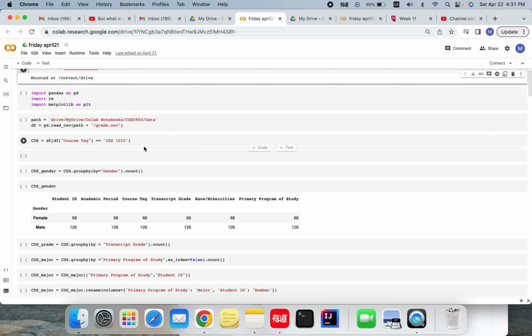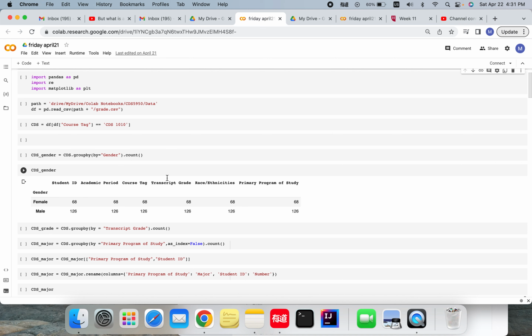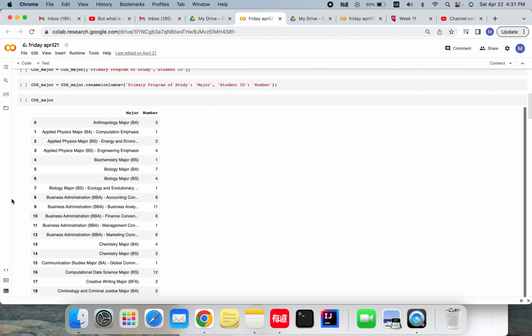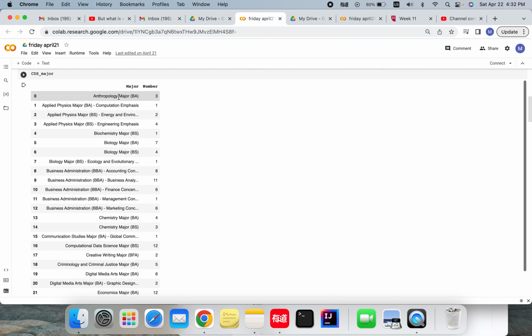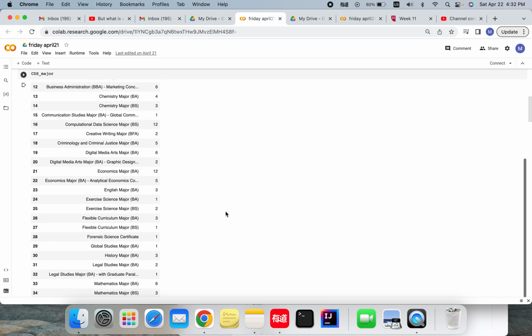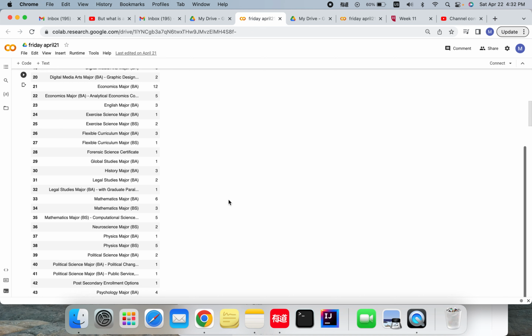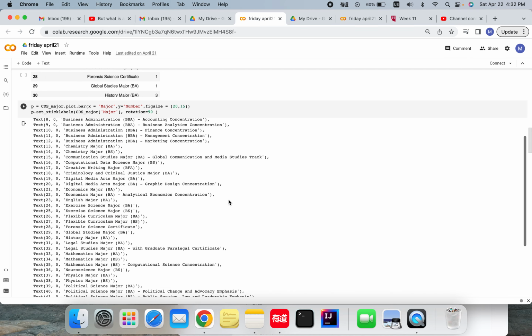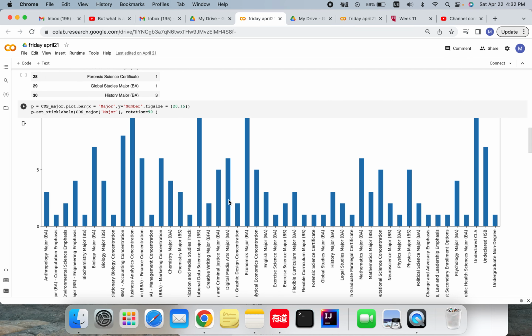First of all, I pulled out everybody who took CDS 1010, and I just played around with that. Overall there are 3 anthropology majors who took CDS 1010 before, and 1 applied physics major who took it before. So these are all the numbers of people, by major, who took this class, including other majors besides CDS. This is the overall number. After that, I created this plot.